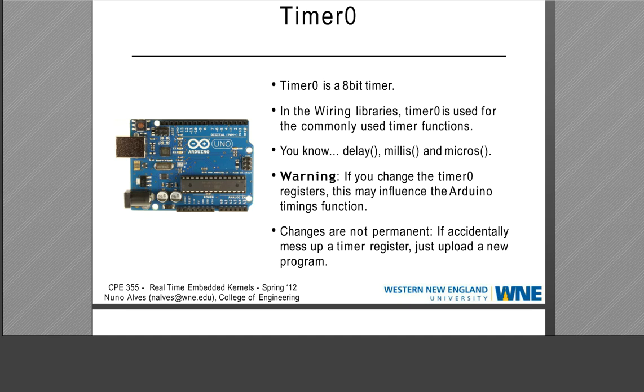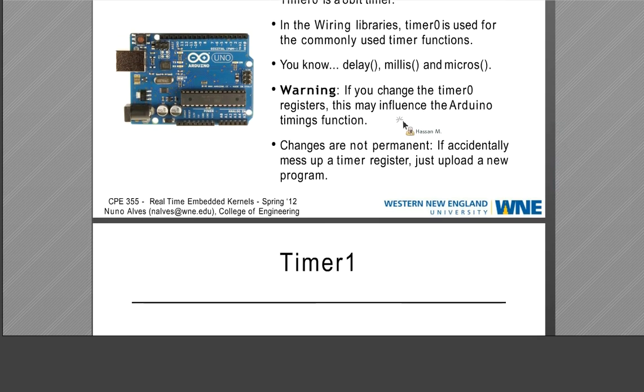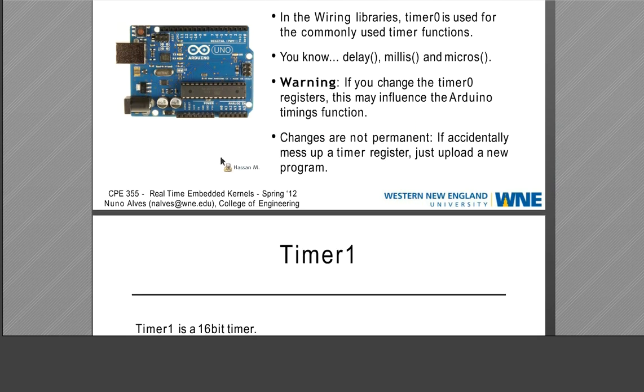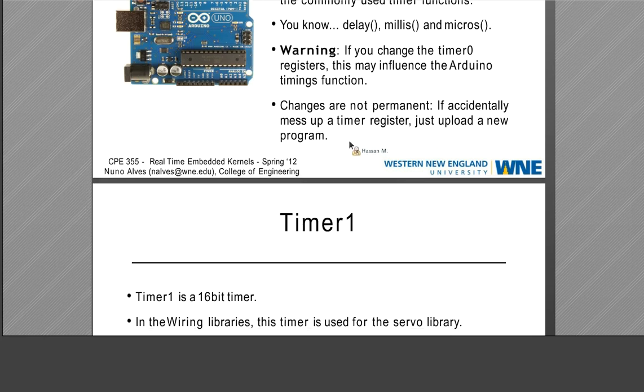For delay, for millis, for microsecond, etc., we use timer 0. He says, if you change the timer 0 registers, this may influence Arduino timing function. Okay, maybe some conflicting items. This is dangerous, to changing the registers, okay? But changes are not permanent. If you accidentally mess up a timer register, just upload a new program. Don't worry. If you change some registers, again return it to the correct items, okay?